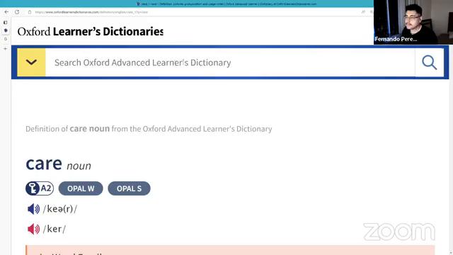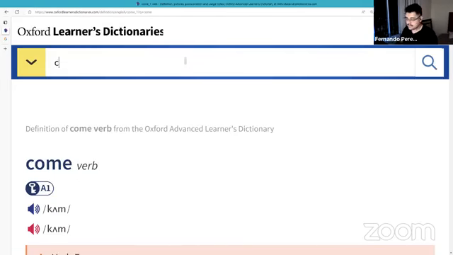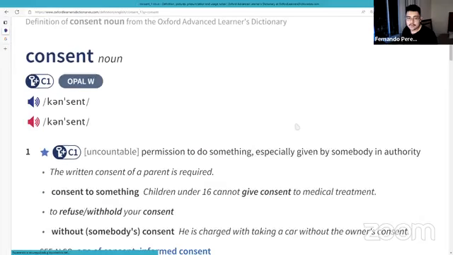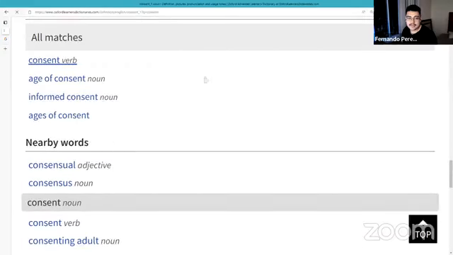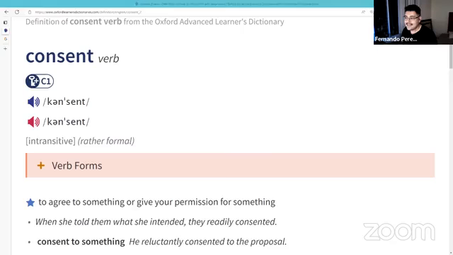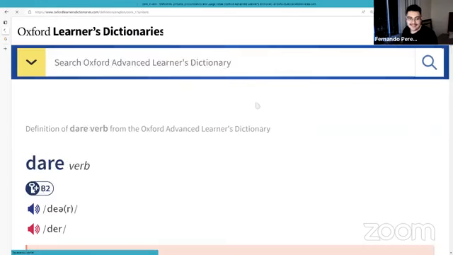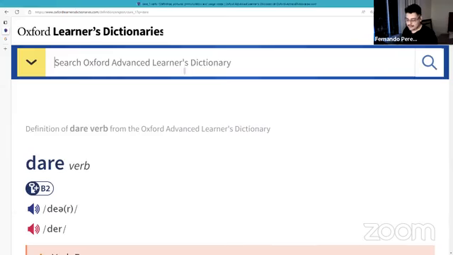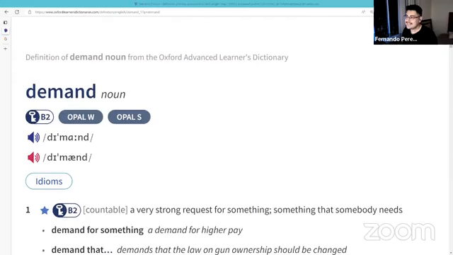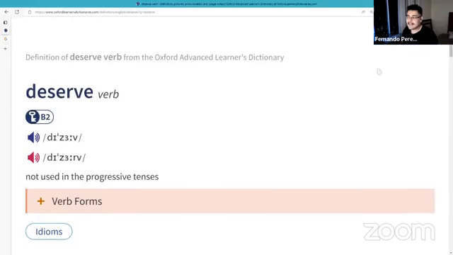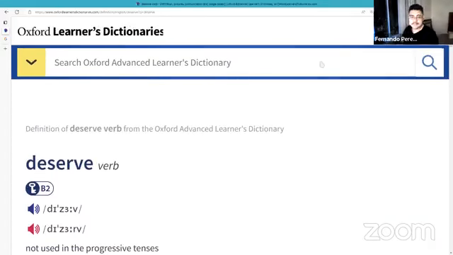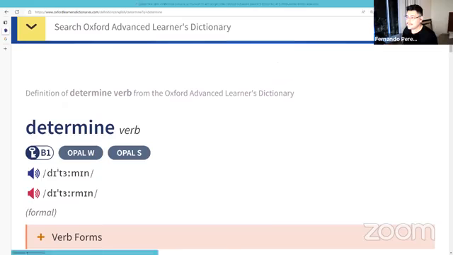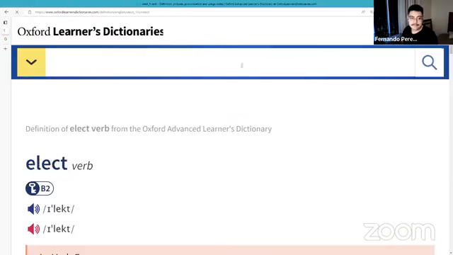Care. Easy. Come. Consent. Oof. Too much English, no guys? C1. Now eliminate consent for the moment. Don't worry. There. This is necessary. Decide is easy. Demand. This is necessary. Deserve. This is necessary too. Determine. B1. Elect. B2. Expect. This is easy.